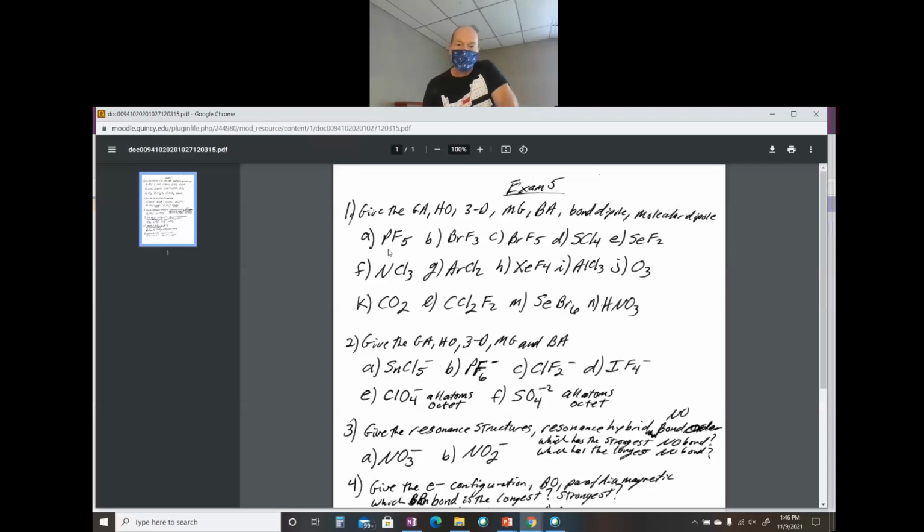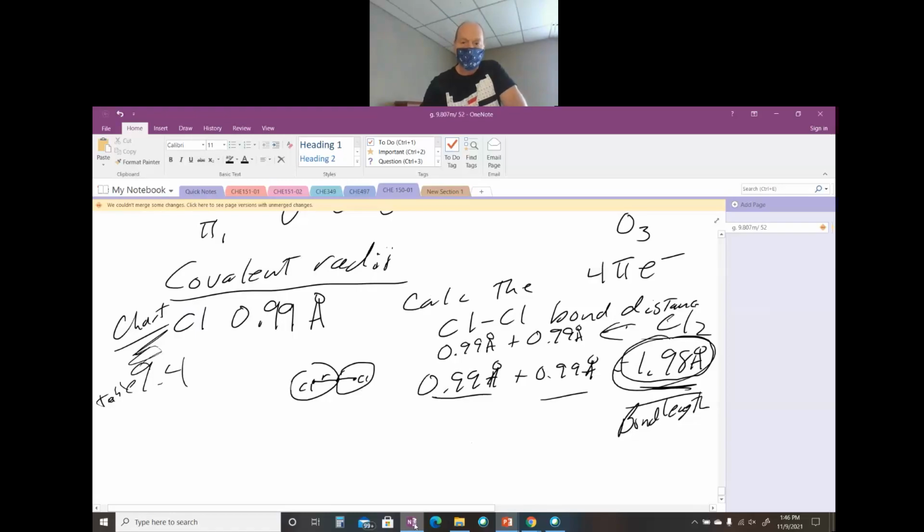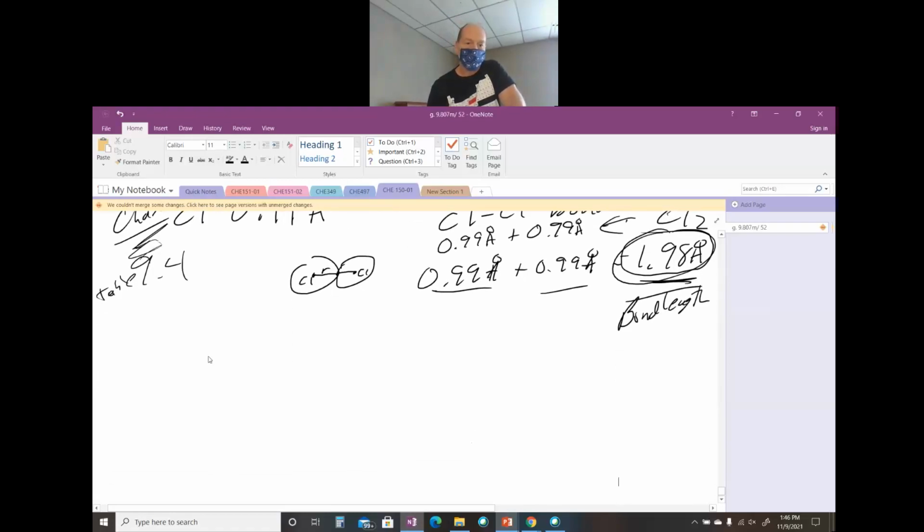All right, so let's start with PF5, and let's do all of these things for PF5. So you go to the periodic table, you find P, it is in column number 5. This has 5 valence electrons. Then you find F, it has 7 valence electrons on your periodic table. We have 5 of them. And so then you add these up. So 5 and then 7 times 5 is 35, so that's 40 valence electrons. So that is the total valence electrons.